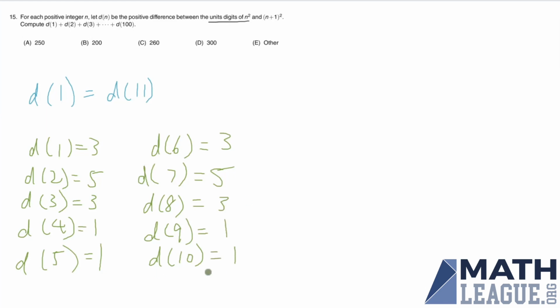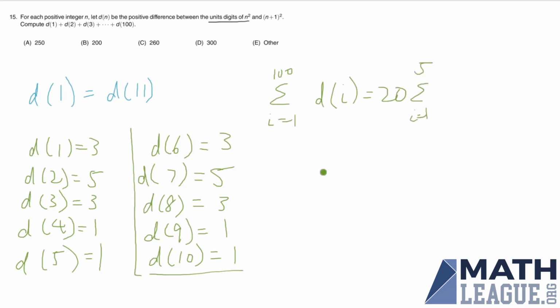So we notice that this pattern repeats for every 5, which means that this sum right here, the summation from, say, i equals 1 to 100 of d of i, is actually equal to 20 times the summation from i equals 1 to 5 of d of i. And we know that, right? To find this summation on the right, we just need to add together 3, 5, 3, 1, 1, which using addition, we can do.